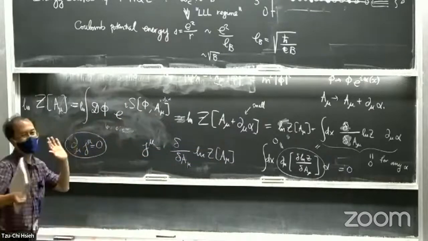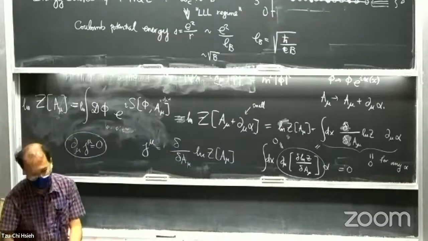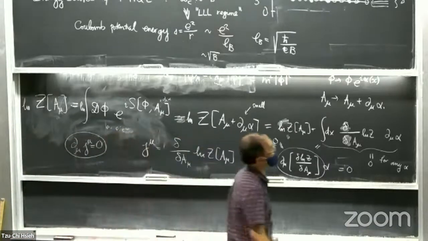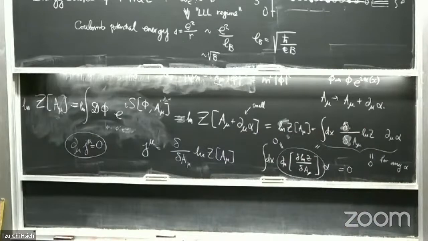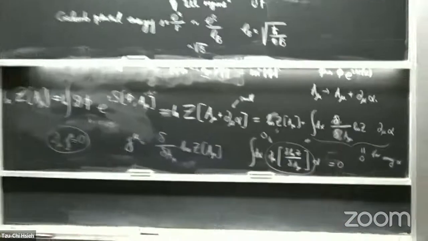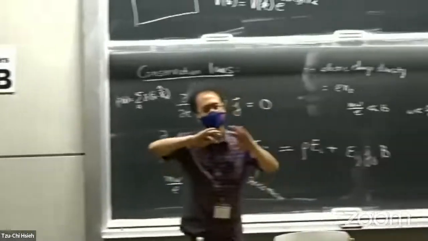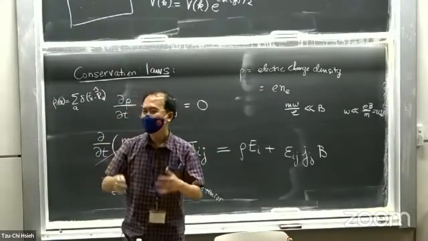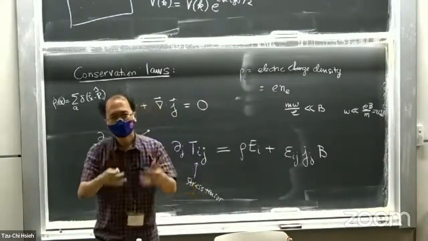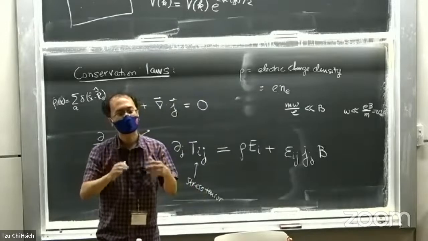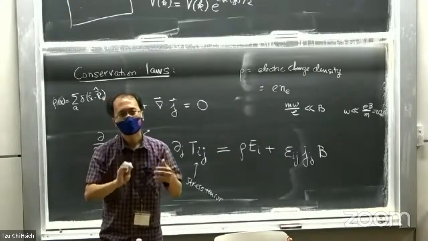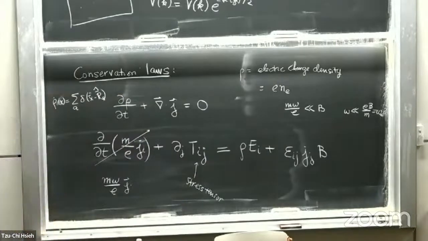Basically the idea is the following. We have a system. Then we turn on some probe; this A_mu can be thought of as some probe field. And if we can turn on this probe field in a way that respects a certain gauge symmetry, that would give us the conservation law.